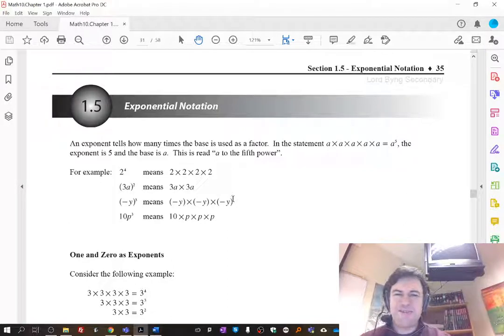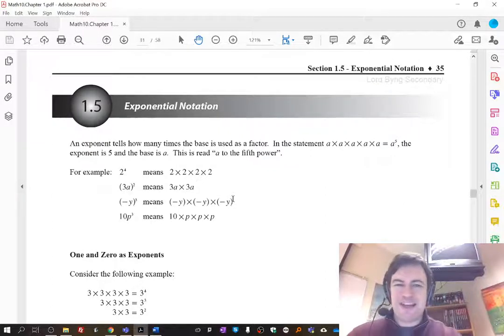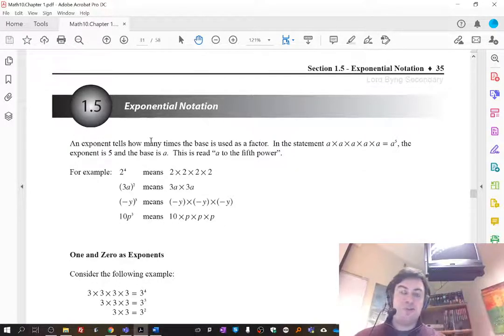Hey, hello Math 10. We are going to be working on section 1.5, exponential notation. You'll notice that we skipped 1.4, and that's great. We don't really need to spend much time on that. So we are going to be talking about exponents, and this is going to be the new section. Just to warn you, it's a big one. Lots and lots of stuff coming into this section.